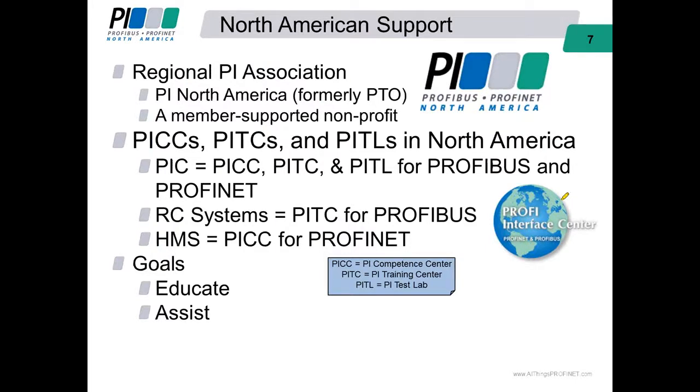In North America, the regional PI association, as we call them, is PI North America. We were actually founded back in 1994 as the Profibus Trade Organization, but everybody called us PTO. The competence centers, training centers, and test labs in North America are listed there. The PIC covers both Profibus and PROFINET for all three of those categories. Together, we really just have two things that we try to do. One is educate people about the technologies using venues such as the one we are using today. And then we also are here to assist manufacturers of automation devices to add Profibus, PROFINET, and PROFIenergy to their products.